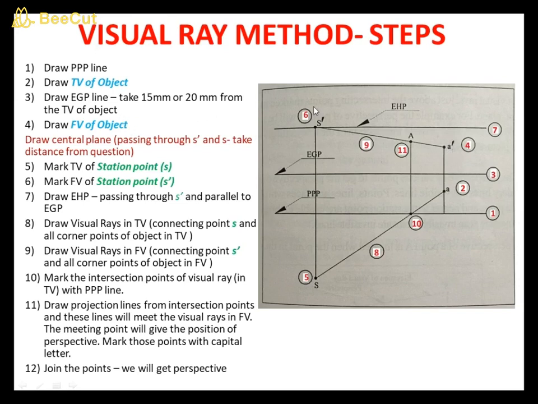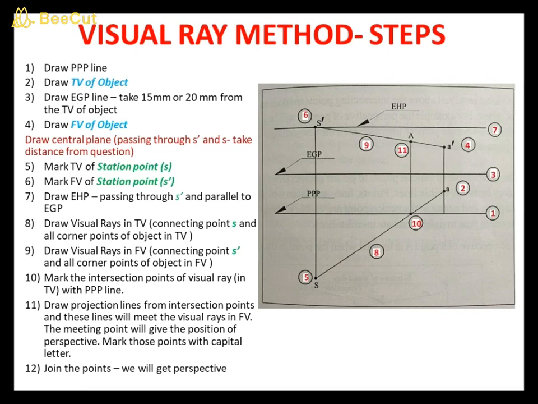Now you have to mark the station point, the observer. For that you have to take the distance of the observer from the object. If you draw a line connecting A dash and A, this is the projection line of the object. From that line you have to take the distance of the central plane, whether the plane is towards the left side or right side of the object. They will give you that information in the question. You can take that length and then draw a perpendicular line. That perpendicular line is known as the central plane, and take the distance of point S, the top view of the station point.